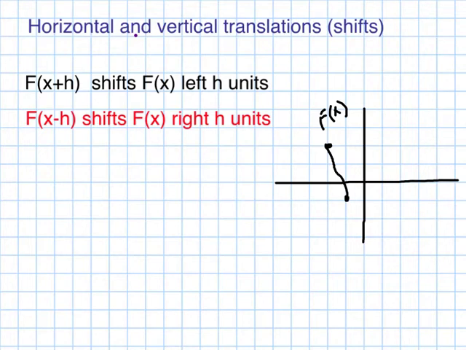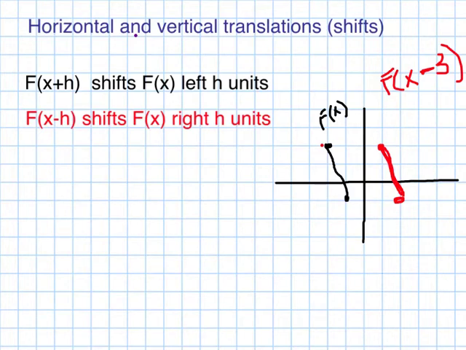My next kind of shift is where I have f of x minus h. What that does is it shifts f of x right h units. So each one of these points, here's my f of x. Let's say I want to find f of x minus 3. I'm going to take each one of these points and move them to the right 3 units. And then we have our shifted to the right graph.